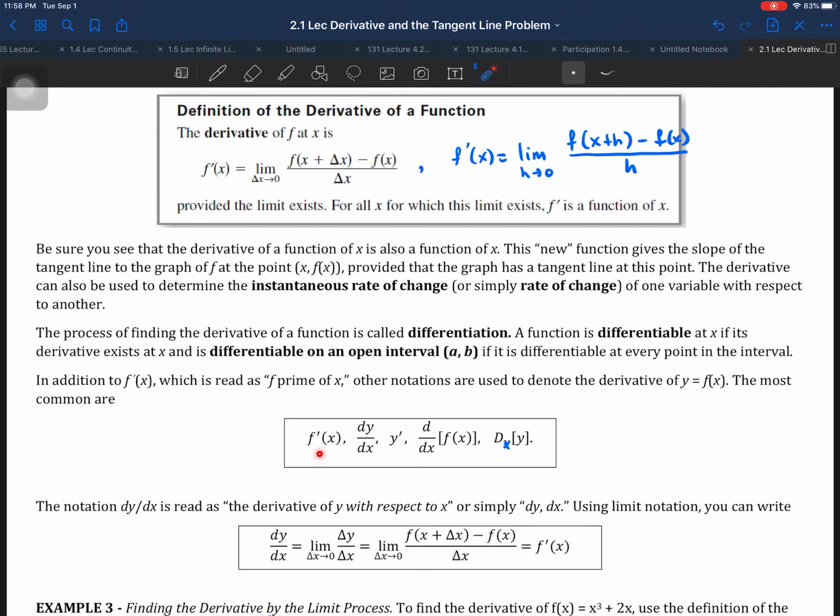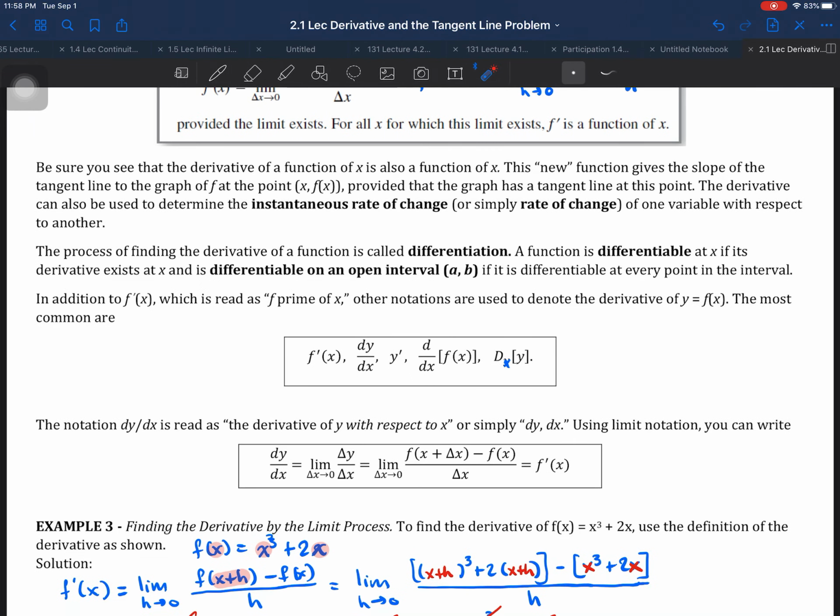Now we have different ways to describe this derivative. We say f prime of x, or we have dy over dx, meaning the derivative of y with respect to x. We also refer to this as y prime. We also have d over dx of f of x. We also have dx of y. Now this one is not as common, but we'll see that later on in the semester.